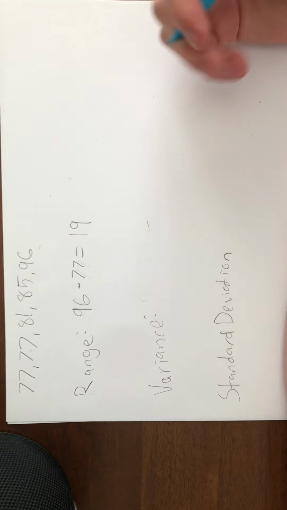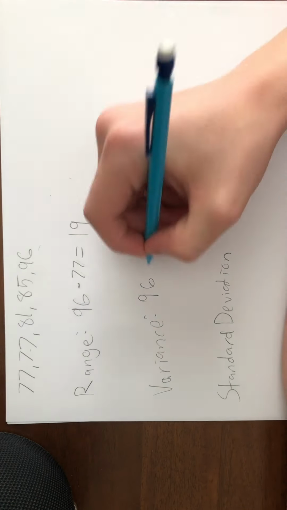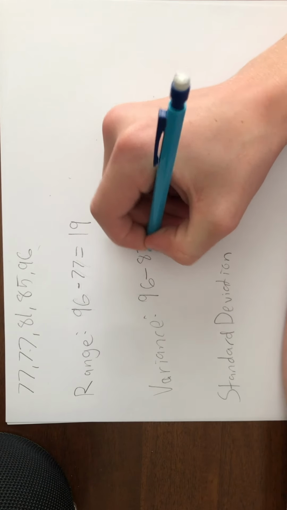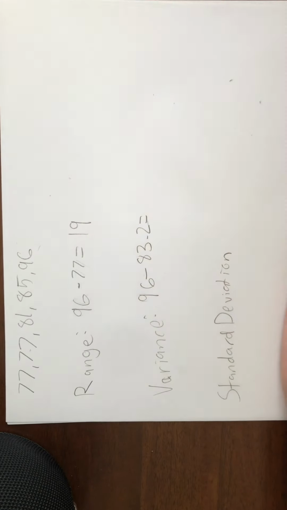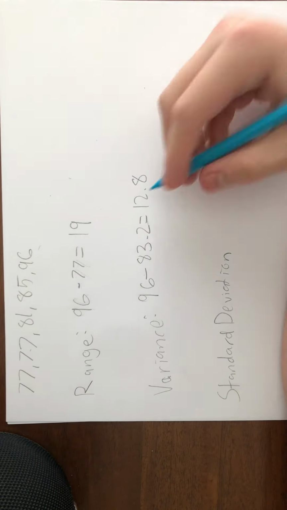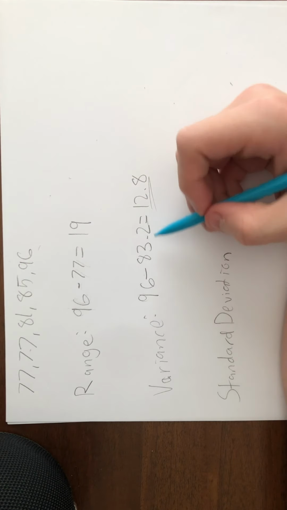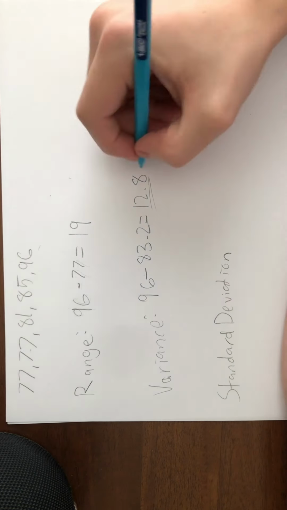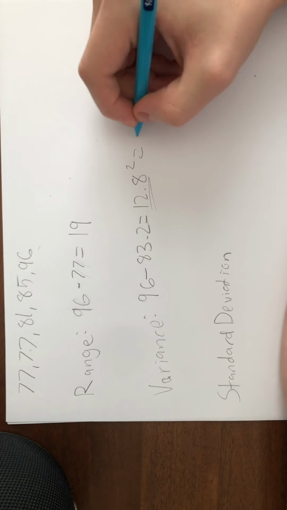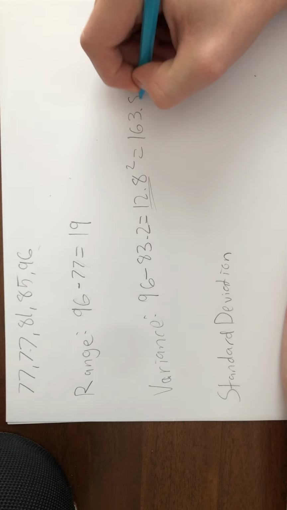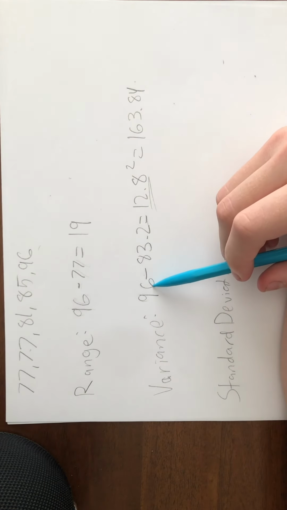Next, we have the variance. The variance is the average of the squared differences from the mean. To find this, you take each data point and subtract the mean from it first. So say we have 96 minus the mean, which is 83.2, and that gets us 12.8. And then next, to find the variance, you have to square this difference from the mean. And so after we square that, we get 163.84 for our 96 value's variance.